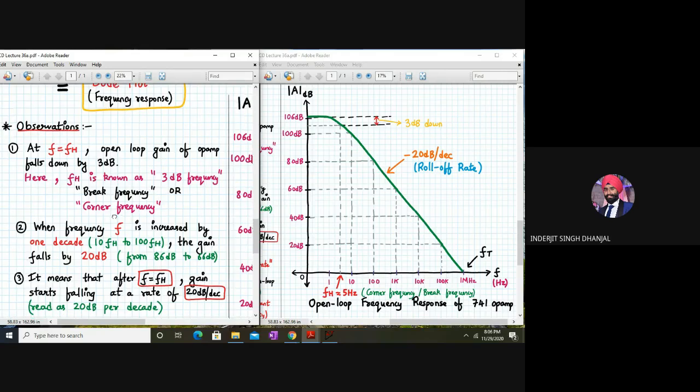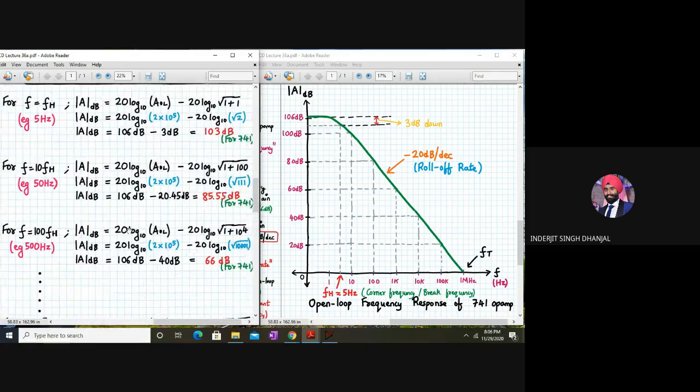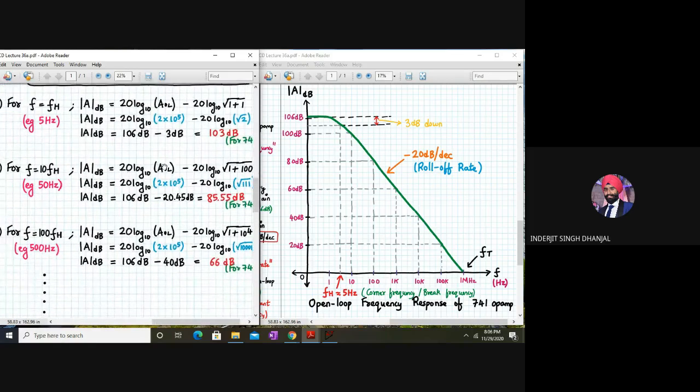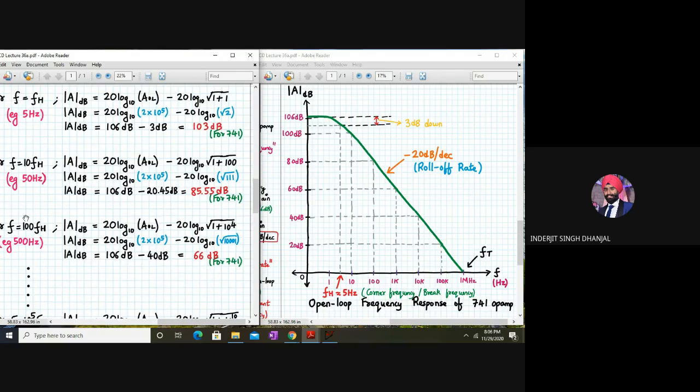Okay. Now let's go to the second observation. The second observation says when the frequency f is increased by 1 decade, that is f is going from 10 fh to 100 fh, your gain falls by 20 dB. That is from 86 to 66 dB. Let's go and see this point. Okay. So here at 50 hertz, it was close to 86 dB. And when it increased by 10 times, it has gone to 66 dB.